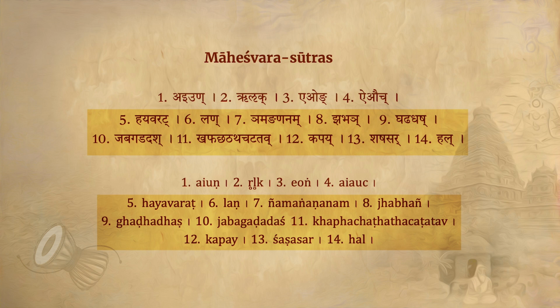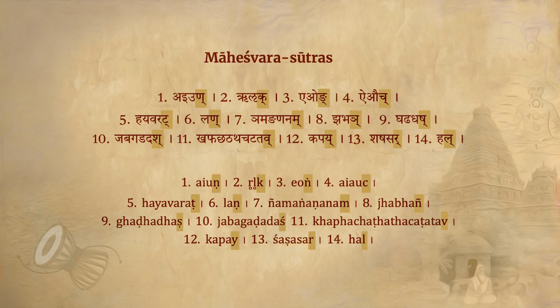But there is something very interesting here. For example, Hal. If you take Hal, it ends with L. L is a consonant actually. The first sutra, A, I, U, ends with N, Iun. The 13th sutra, Shashasar, ends with R actually, right? So they are considered merely as a termination tag. We should not include it in any of our calculations. It is more a termination tag.